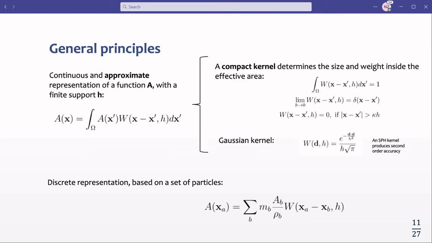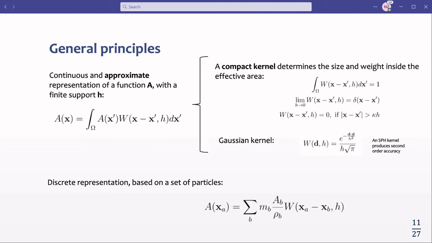Or not 0, but virtually 0 to be precise. So finally, we don't have a continuum in the domain. We have some particles that are, let's say, flying around, flowing around. So we need to convert the integral to a summation.